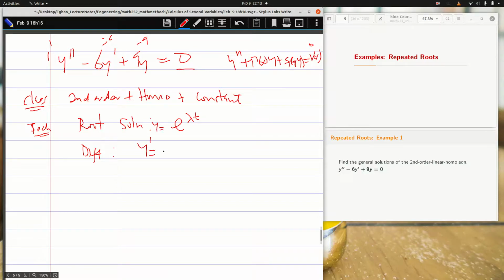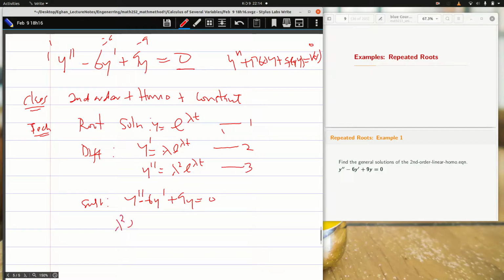So first derivative, I have that. Second derivative, I have this. Then I substitute into the differential equation. So I have to substitute into y'' minus 6y' plus 9y equal to 0. So equation 1, equation 2, equation 3. Let's do the substitution.